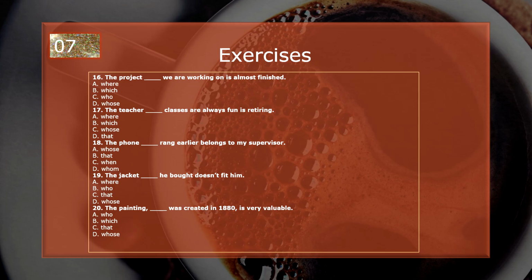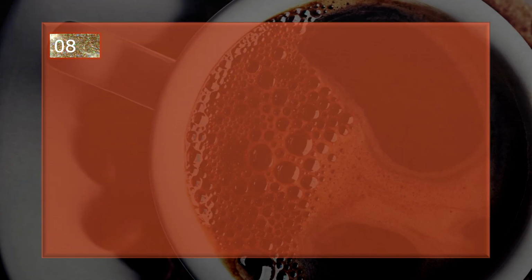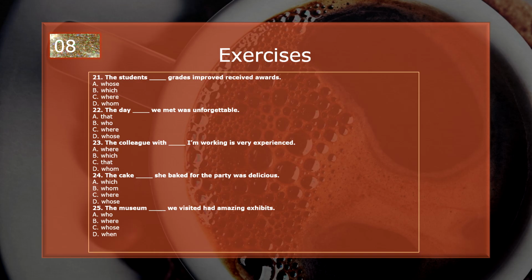Next one: the jacket, where or who or that or whose, he bought doesn't fit him. Next one: the painting, who or which or that or whose, was created in 1880 is very valuable. Next question: the students, whose or which or where or whom, grades improved received awards. Next one: the day, that or who or where or whose, we met was unforgettable.